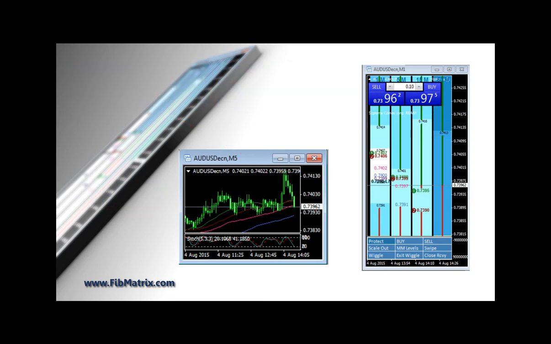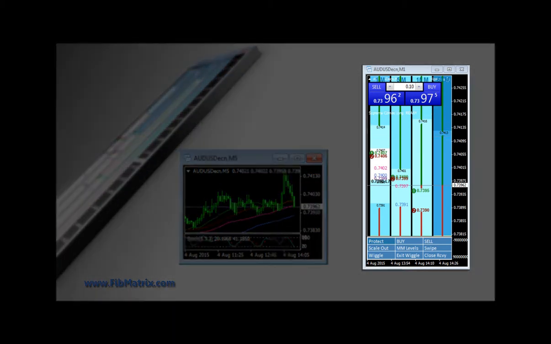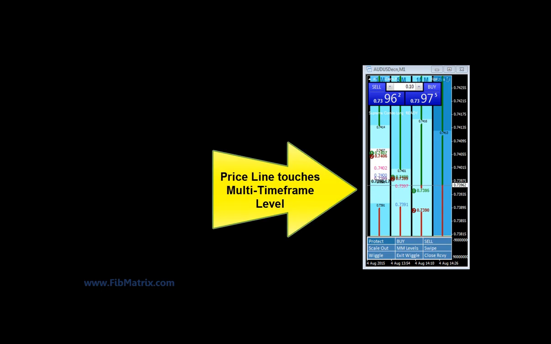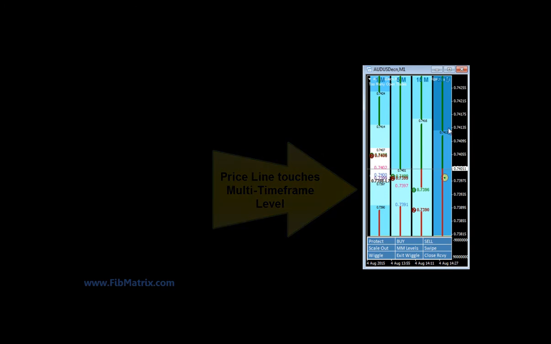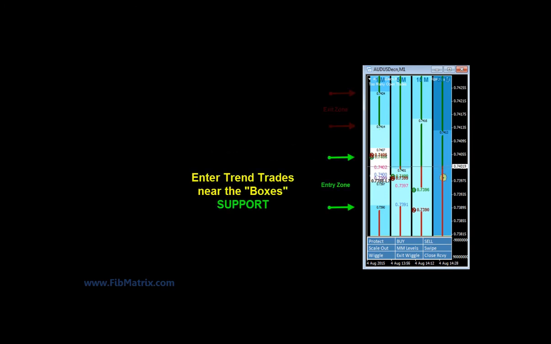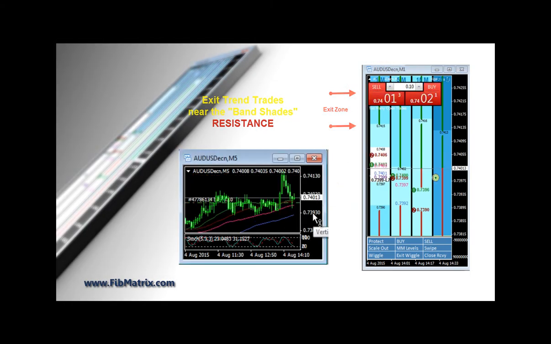And let's watch the price. This is where most bounces occur, at these levels. All right, let's watch as it starts to bounce back up. And you can see while you enter near your boxes and you take profit near the band shades. So we're going to try to attack that 14, 15 level on Aussie dollar again.